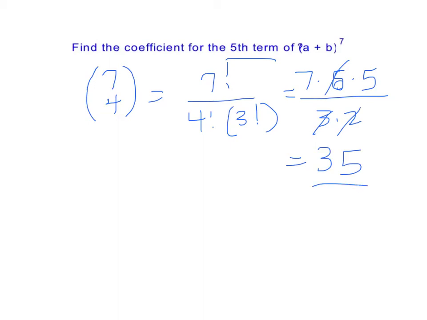And we have to remember, because when you number the terms, you start with 0, so that you can end with 7. So there's 8 terms, right? But they're numbered 0 through 7. So the 5th term, 1, 2, 3, 4, 5, would be this number right here.